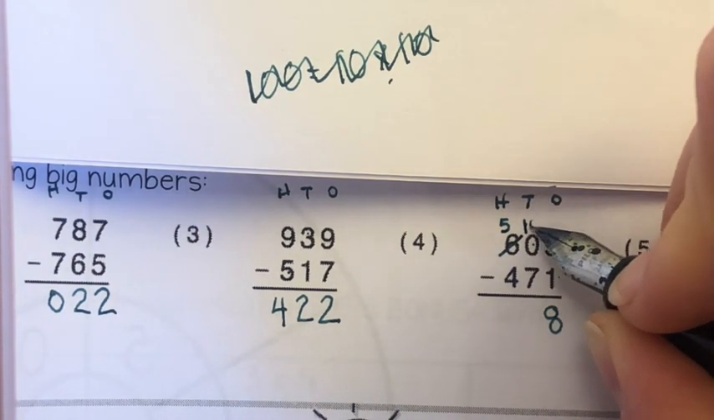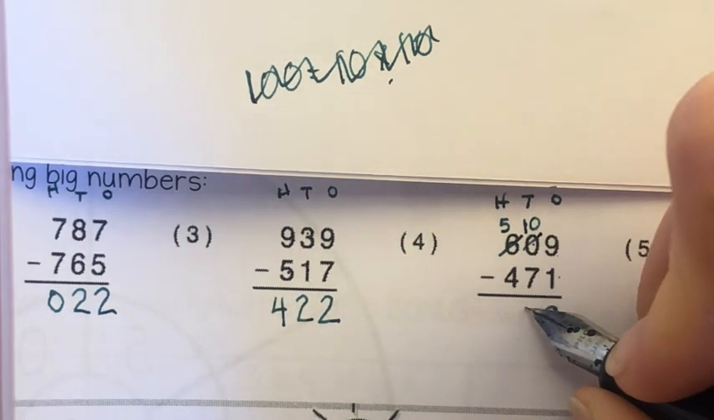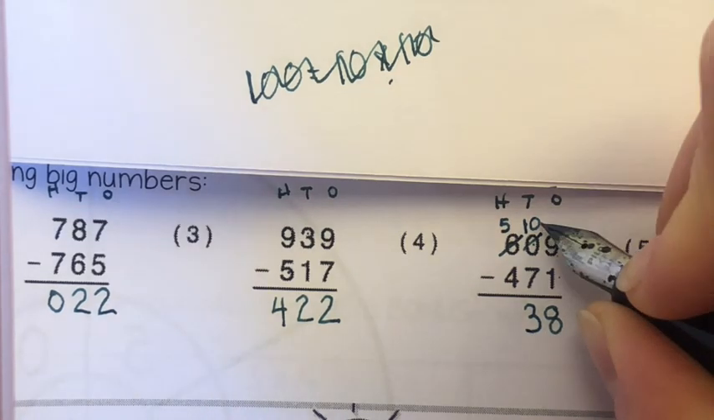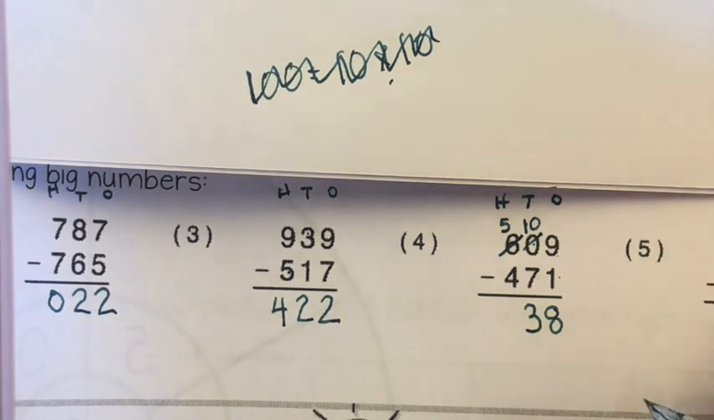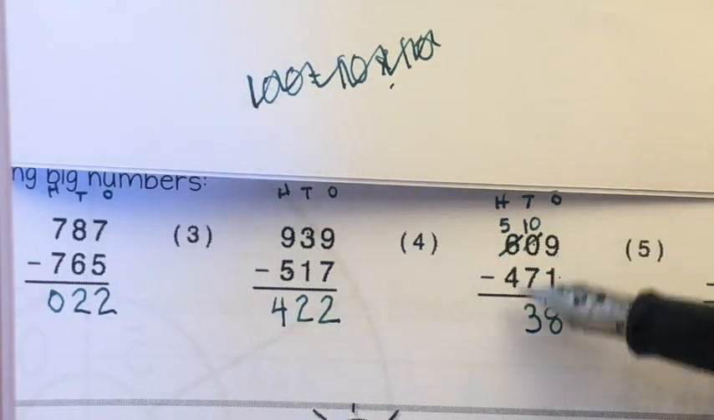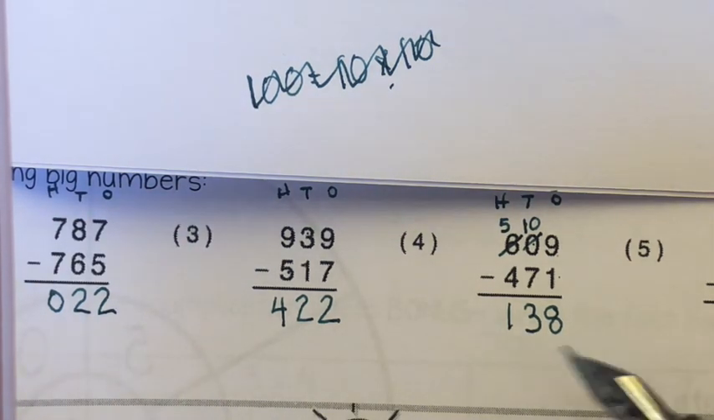So now I have 10 tens. 10 subtract 7 is 3 tens. So 100 subtract 70 is 30. So far I have 38. I still need to figure out what my difference is in my hundreds. 500 subtract 400 is 100. So my total is 138.